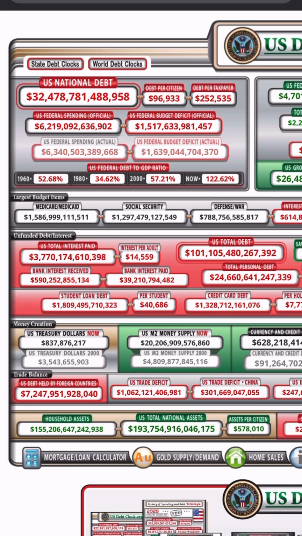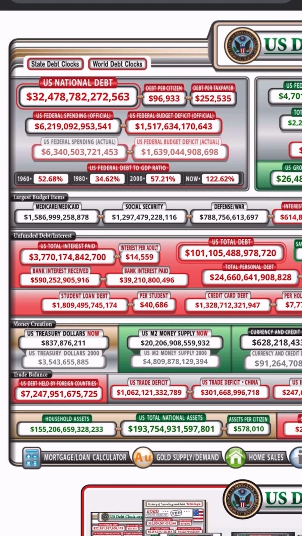That equates to $96,933 that each citizen owes. But then if you take the debt per taxpayer, how this is calculated is basically taking the U.S. national debt and dividing it by the number of taxpayers in the United States. It gives you a lot higher number because there are fewer taxpayers than there are citizens. So that's how you get that number of $252,535 in this case.